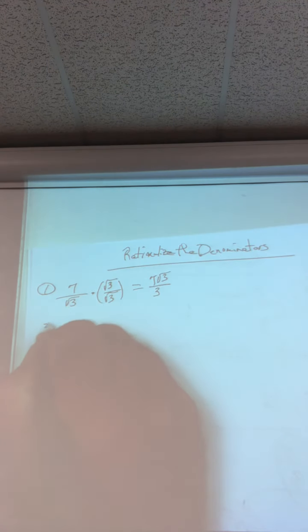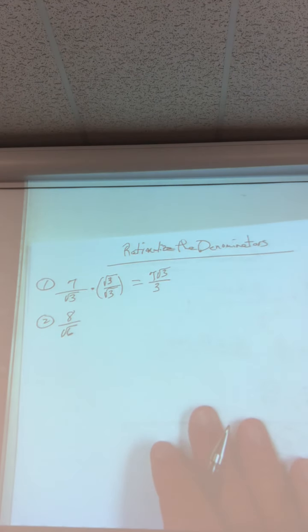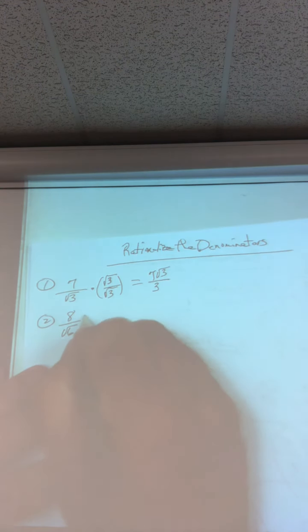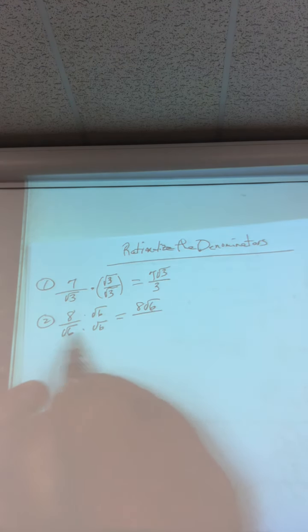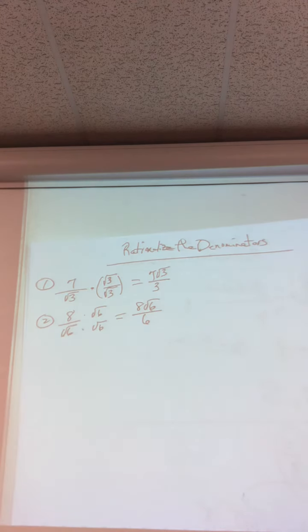Okay, let's do another one. 8 divided by square root of 6. This one's the exact same thing. So I'm going to multiply top and bottom by whatever's in the bottom. So this would be 8 square root of 6 over square root of 6 times square root of 6, which is square root of 36, which is just 6.